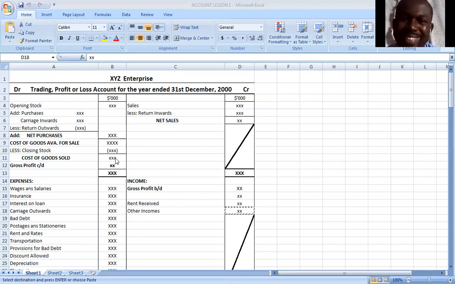Now, when you deduct the cost of goods sold from the net sales that you bring here, the value you get is called your gross profit. The gross profit is the profit you make during the trading period. So this account that ends here, from here to this place, is called your trading account. That is why we have it as trading, profit or loss account. Okay, so that is that.